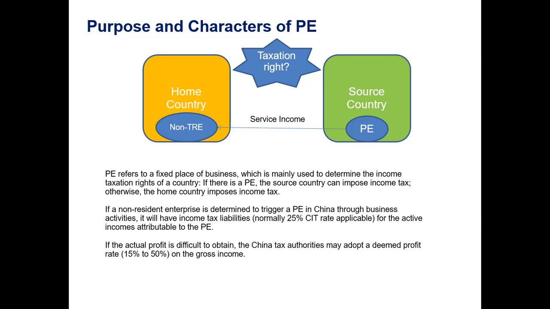The basic principle is, if there is a PE in the source country, in China, then the China tax authority has the taxation right. If not, there's no income tax in China, and as you are the tax resident in the home country, you should pay income tax back to the home country. So that's the basic principle. PE refers to a fixed place for business. This is the basic concept.